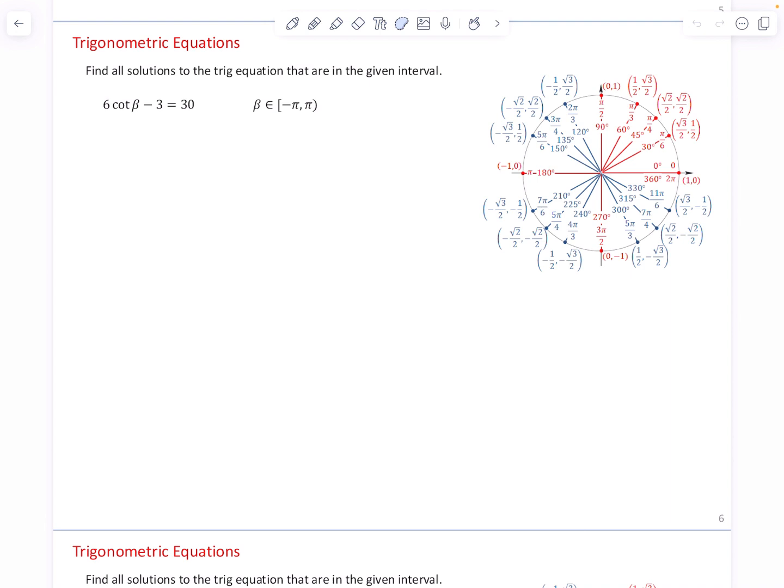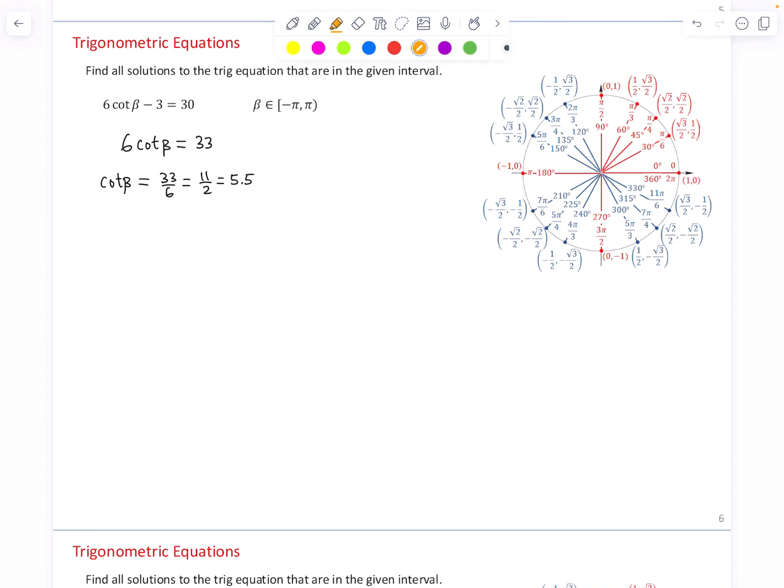Here we have only one trig function, cotangent of beta. Let's go ahead and isolate it by adding 3 to the other side, and then dividing both sides by 6, which simplifies to 11 halves, or 5.5. Now we're trying to find an angle where the cotangent will be 11 halves, but this will not be an angle anywhere on our unit circle.